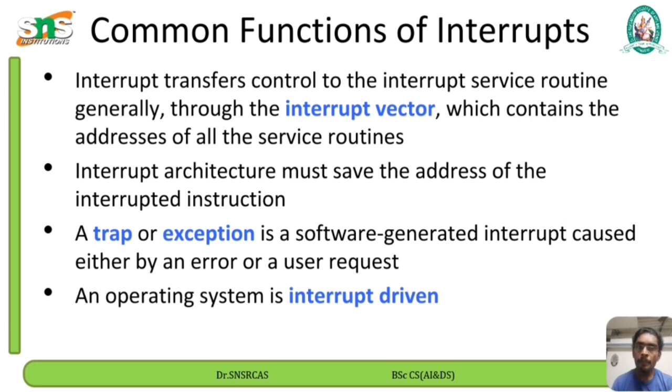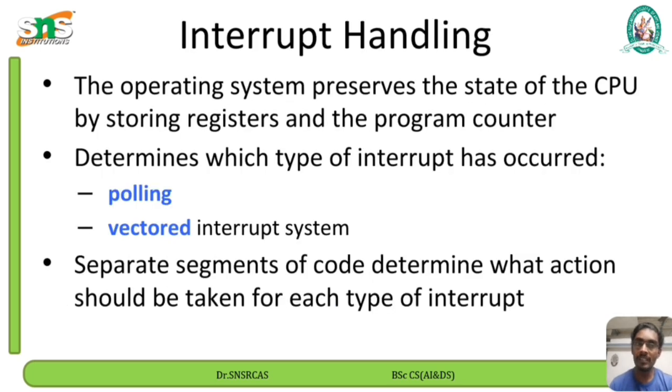And then a trap or an exception is a software generated interrupt caused either by an error or a user request. So actually an operating system is interrupt driven, which means all the operating systems function by receiving and giving instructions through interrupt control.